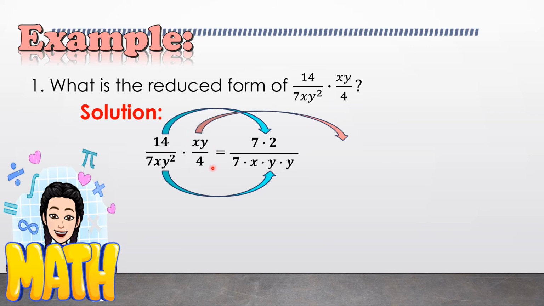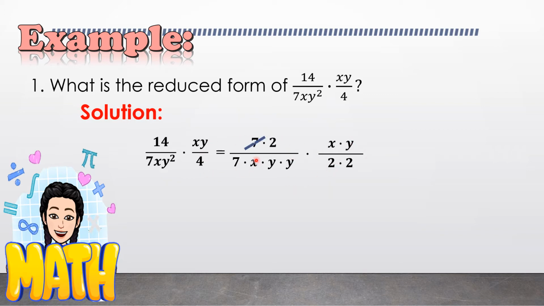Next, para naman sa ating multiplier, xy is equal to x times y, and 4 is equal to 2 times 2. After natin makuha ang factors or ang factored form niya, i-divide natin lahat ng common factor like 7, 2, x, and y. Ngayon, ano na ang natira sa ating numerator? Tama. Since lahat dyan ay na-cancel na, ang magiging answer natin sa numerator is 1. Paano naman kaya ang ating denominator?